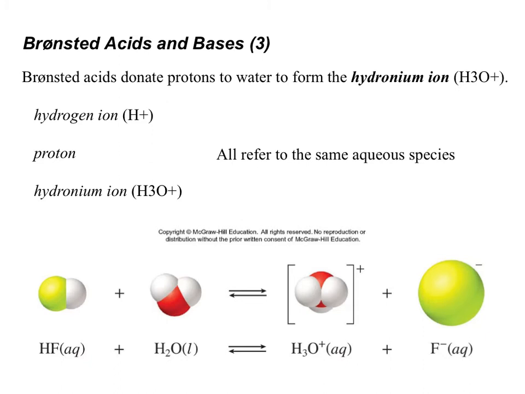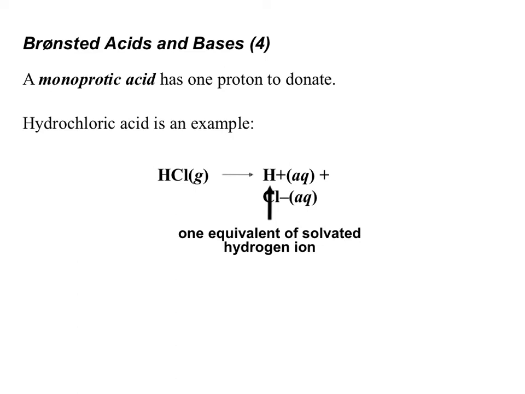In the equation below, we have hydrofluoric acid acting as the Brønsted acid. It is donating its proton to water, which is acting as the Brønsted base, to form a hydronium ion and a fluoride anion. A monoprotic acid is an acid that only has one proton available to donate. Hydrochloric acid is an example. It only has one hydrogen in the molecular structure that becomes one single proton in solution.